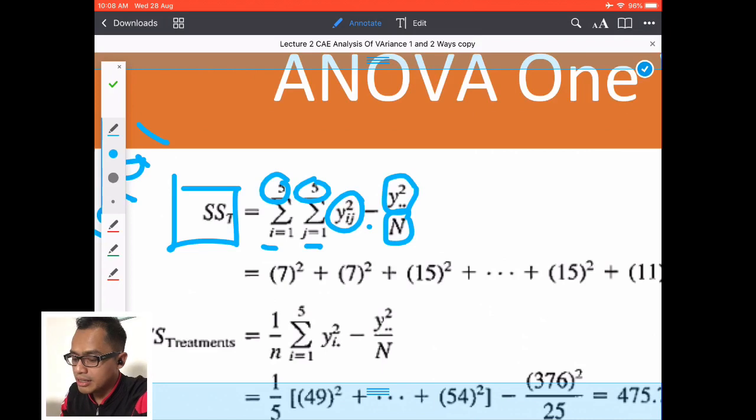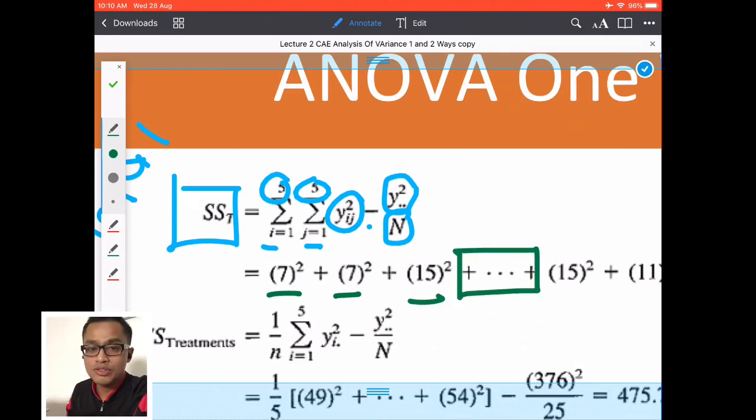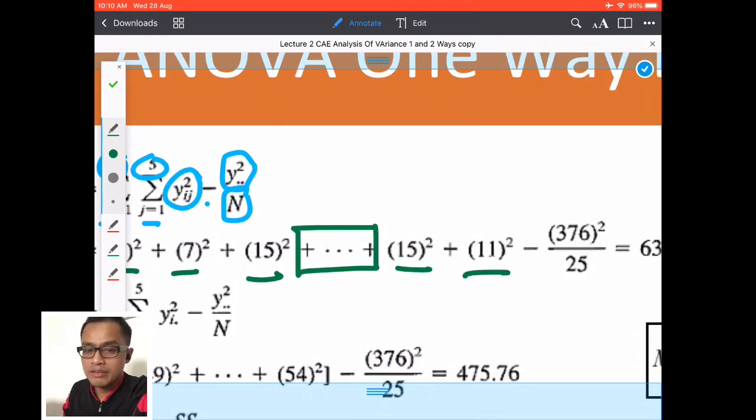As you can see here, I'm going to change the color now to green. 7 squared plus 7 squared plus 16 squared, and of course I'm going to allow you to use this dot dot dot. And the last one is 15 squared and 11 squared. And this one is the total just now that you have summed it, 376 squared divided by 25.